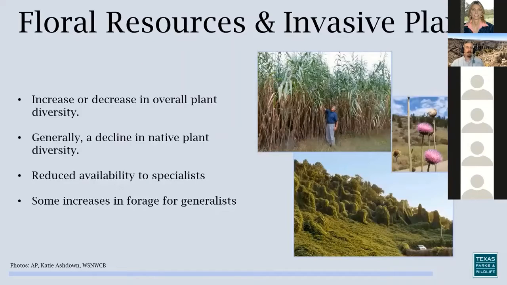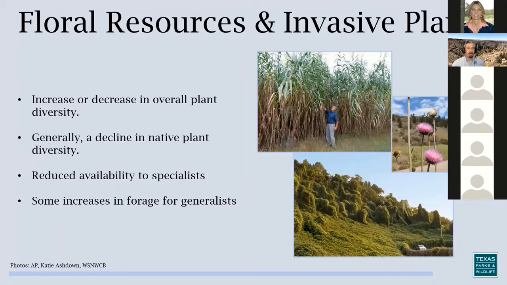So when we're talking about floral resources, so the food needs of pollinators, invasive plants can have a variety of impacts. And as was mentioned by some of the earlier speakers, these can be positive sometimes, and some of them can be negative. And we kind of need to address both of those. Depending on the invasive species, and all of this is going to be highly dependent on the invasive, you can have an increase or you can have a decrease in overall plant diversity.